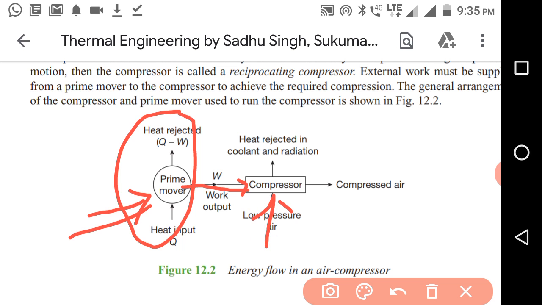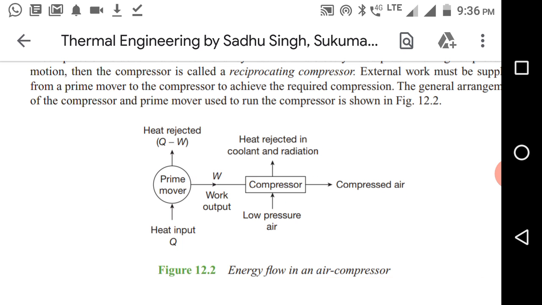Now in this process, while compressing, there will be an increase in internal energy, because we are applying work on the gases and compressing it. Due to the increase in internal energy, heat will be produced, and some of the heat will be rejected to the coolant, and some of the heat will be rejected by radiation. So for that, we are using the cylinder with cooling arrangement.